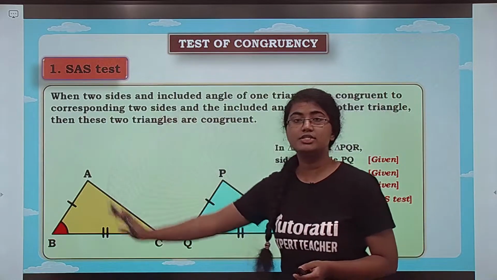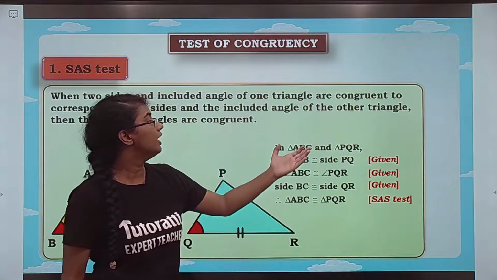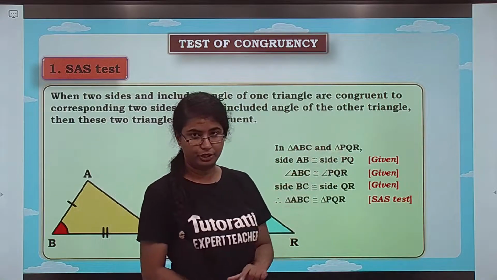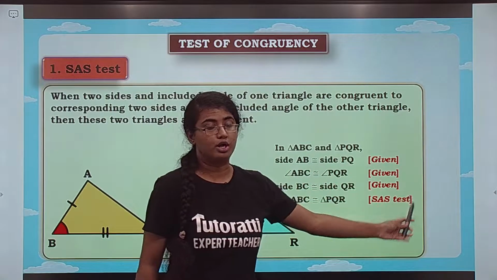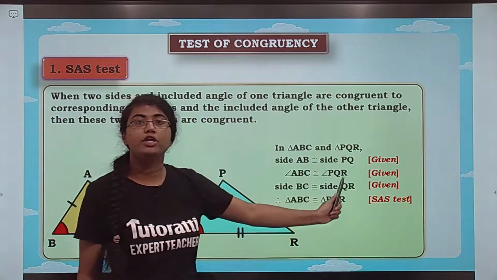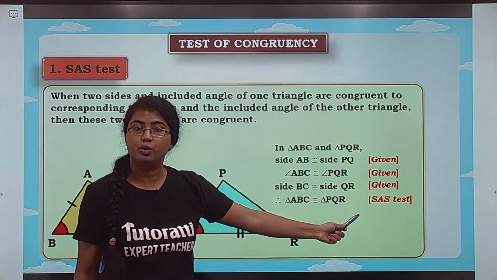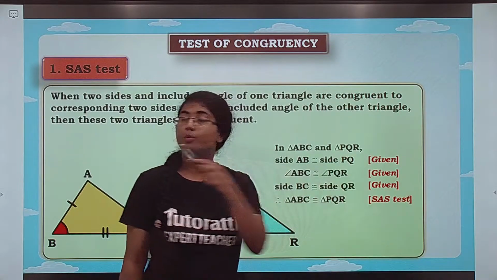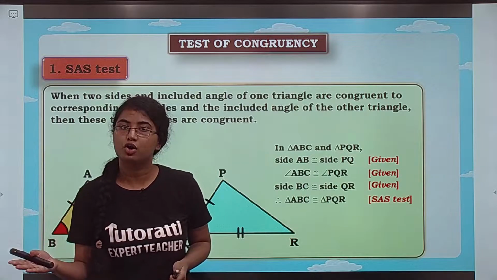Now this is figuratively. How do we write it mathematically? Come to this side. In triangle ABC and triangle PQR, side AB is congruent to PQ, it is given to us. Angle ABC is congruent to angle PQR, it is also given to us. Side BC is congruent to side QR, it is also given to us. So with this test of congruency, you can prove that the two triangles are congruent.